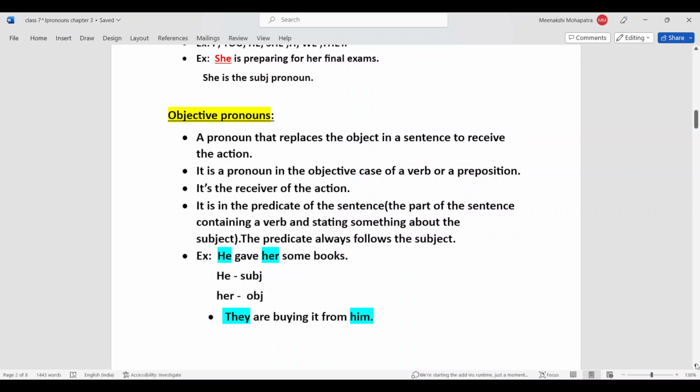Let us take an example. He gave her some books. In this, children, who is the subject? He. What action has he done? He has given some books. To whom? To her. So her becomes the object over here.